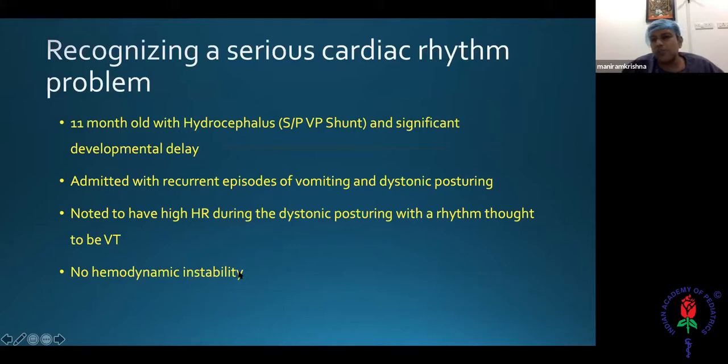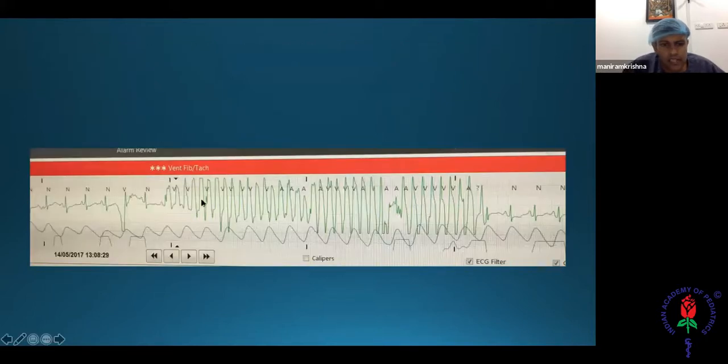It is almost impossible for such a fast VT to not cause hemodynamic instability. If you look at this, the heart rate is probably more than 350 per minute. And it's impossible for such a fast heart rate to not produce hemodynamic instability. But then if you pay close attention to this strip, as I told you, this is from a monitor which is capable of recording both plethysmography as well as ECGs.